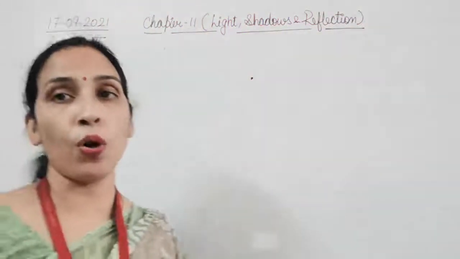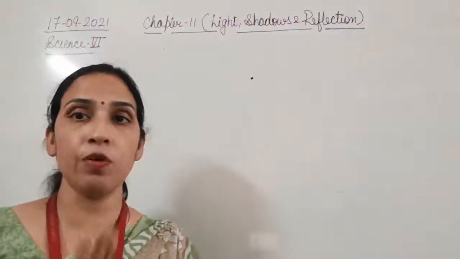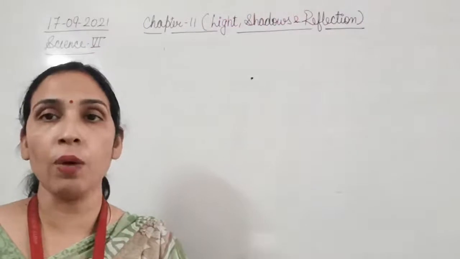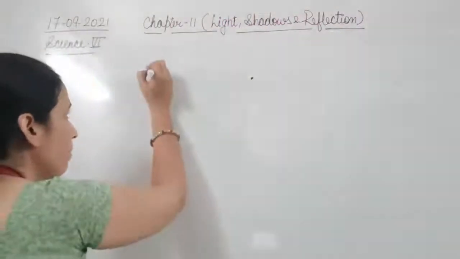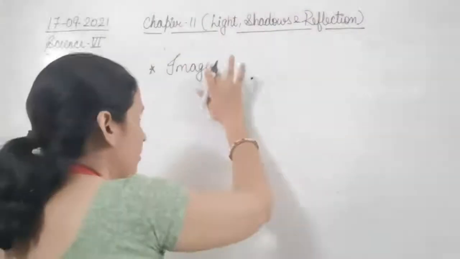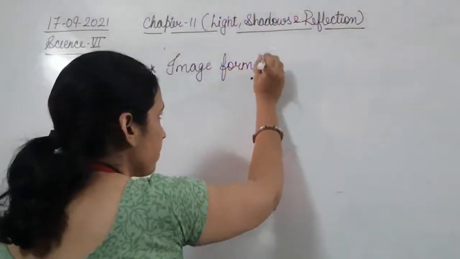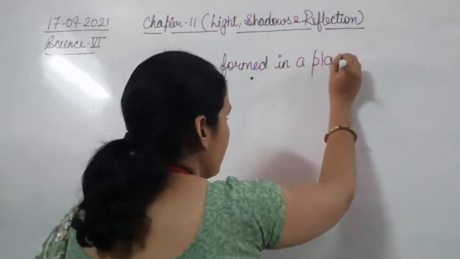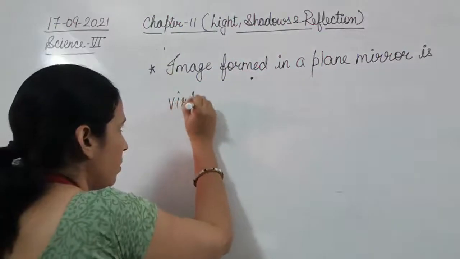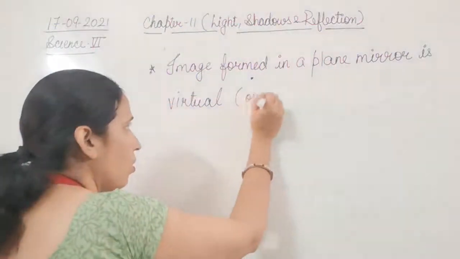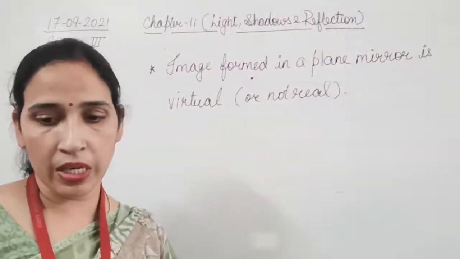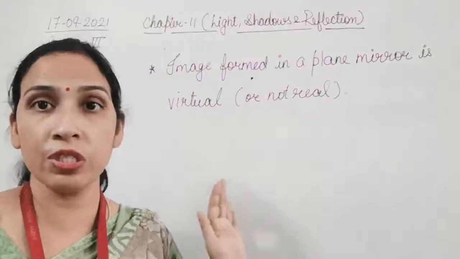Now, a virtual image is formed by a mirror. As I told you, when you are standing in front of a mirror, if you raise your right hand, you can see that your left hand is raised. Some of the points which you have to remember: the image formed in a plane mirror is virtual. Virtual means that it is not real, unreal also you can write. Not real means if you are raising your right hand, then on the other side you will find that the image is raising the left hand.